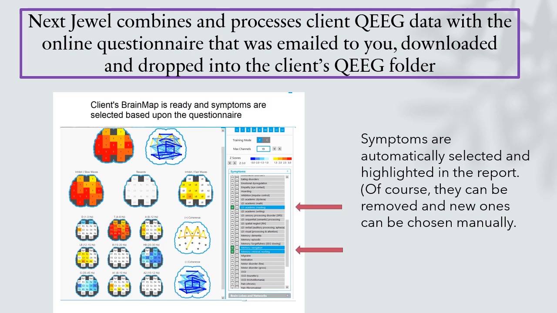Notice it's not just brain maps that are populated with data, but symptoms are selected. They are selected because this is automatic processing. These symptoms are based on John Doe's questionnaire results. And of course, number 4 is the most salient or important symptom of all. And this is the QEEG Pro database results with both power and coherence.